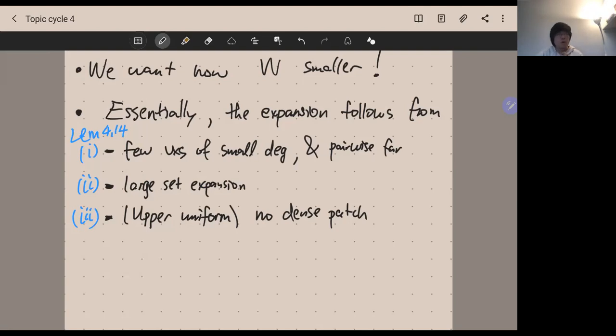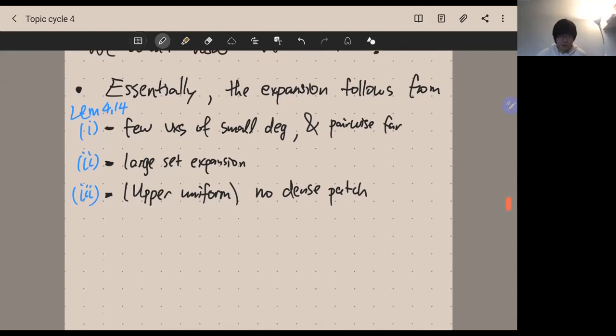Okay, maybe I'll postpone showing you the precise statement of 414, but give you the intuition first. Then this will motivate the statement of 414. But just keep in mind that 414 looks something like this. We have these three conditions. Then as a conclusion, we find a large 2n/5 expander.